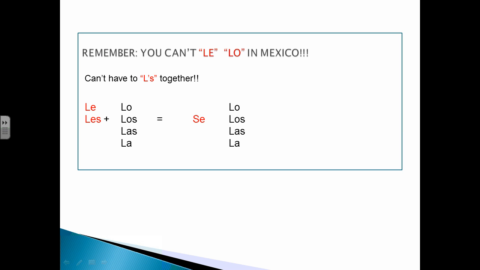For example, if you have lay and low or lace and los, anything with an indirect and a direct together, the lay or the lace turns to a se. So it would be se lo or se los or se las, etc. It cannot be lay low, lay las. It just sounds funny. So the first L changes to a se.